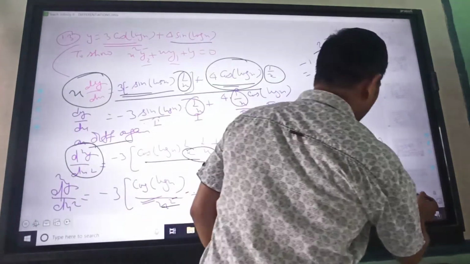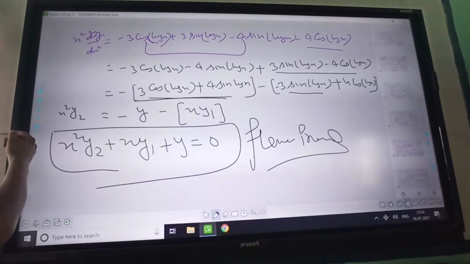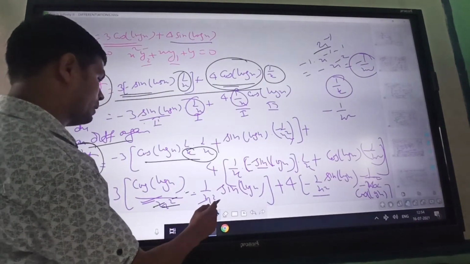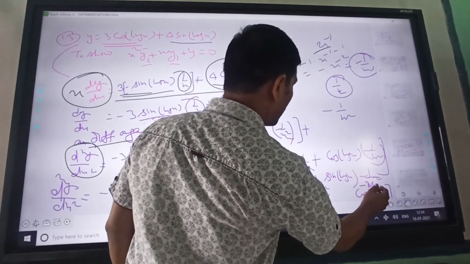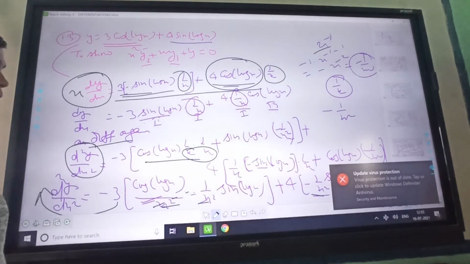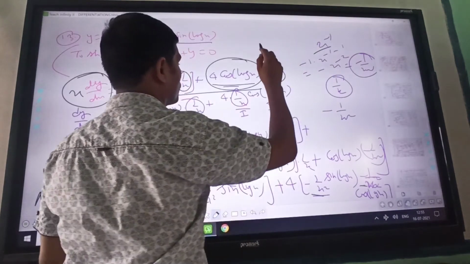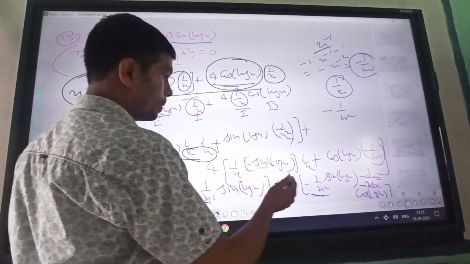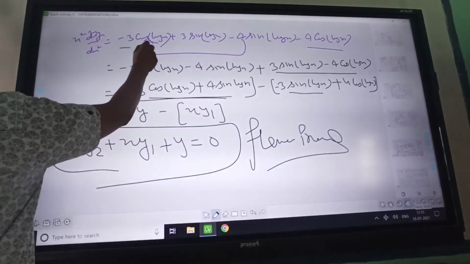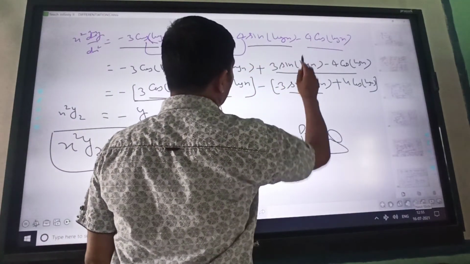So next part may be here. After completing that in the previous slide, you can see here is x square, x square, x square, and x square is here. So this x square will go to this side. All these x square will go to this side. So in the next slide, this gives us minus 3 cos log x plus 3 sin log x minus 4 sin log x or minus 4 cos log x.